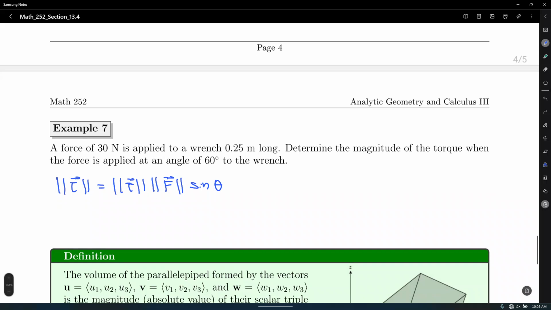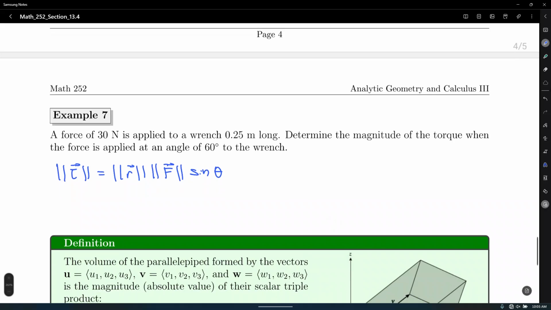In this case, we're given everything. That means R, I mean, the magnitude of R. And in this case, we're not given vectors, we're given their magnitudes. So it's going to be a shorter calculation.